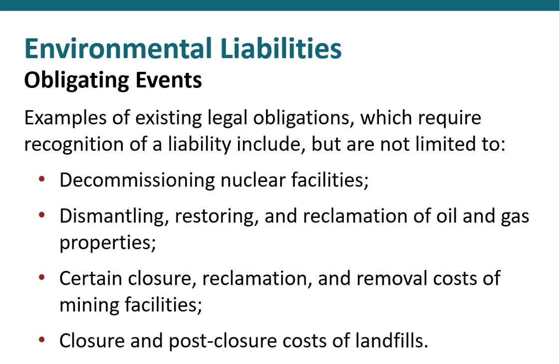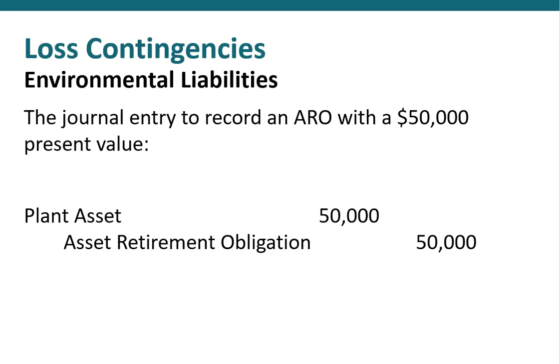So in all of these cases, we are going to want to record the present value of these estimated future obligations as part of the asset's cost and a related asset retirement obligation. Again, there's our basic journal entry. Increase the asset cost and record an asset retirement obligation. Let's look at our example now.